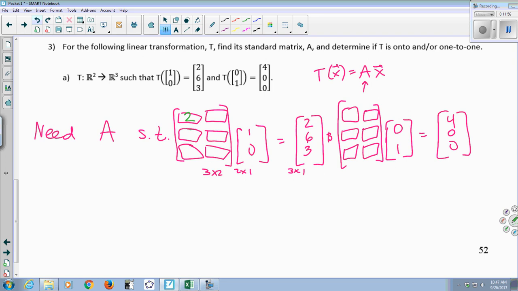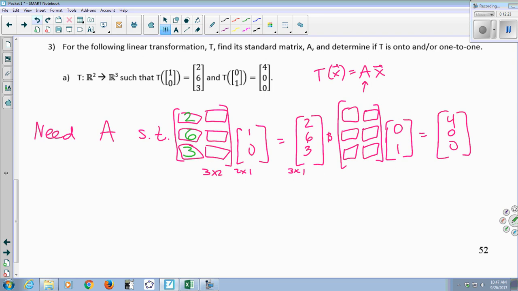So I have to put a 6 here to make that work, because whatever's in that second entry is going to get multiplied by 0. So you'd have 6 times 1 plus something times 0, so you get 6. And then in the third row, I'd have to have a 3 there. So 2, 6, 3, does that look like a familiar vector? Yeah, it was the given output, right?